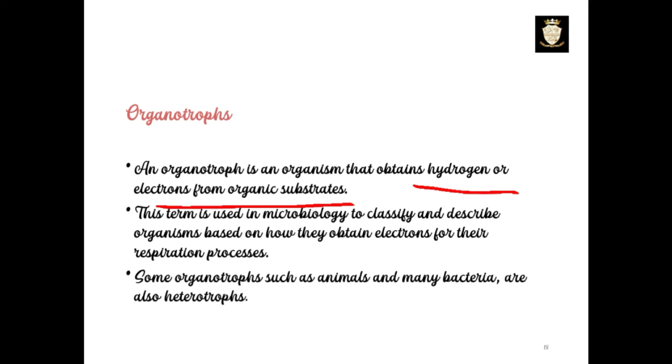The term organotrophs is used in microbiology to classify and describe organisms based on how they obtain their electrons, their respiration process. Some of the bacteria are organotrophs, and some of the animals and some of the heterotrophs are also organotrophs.